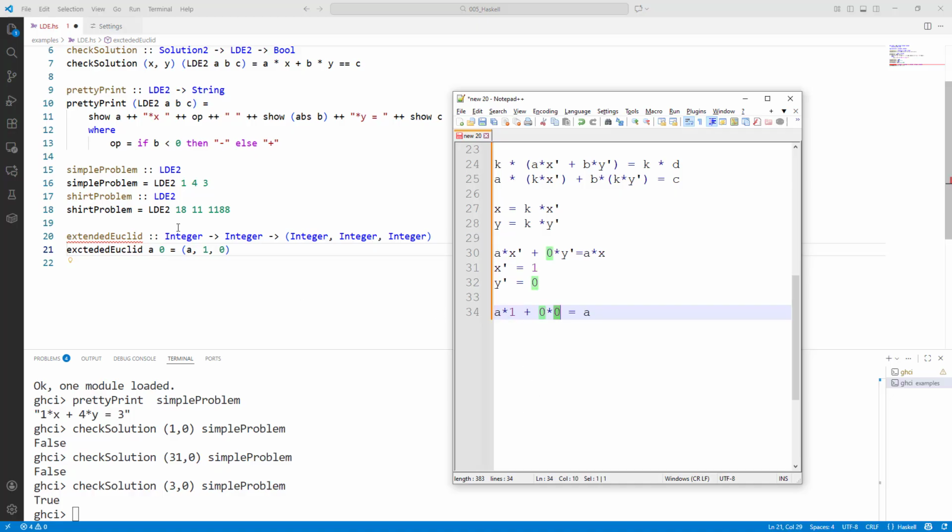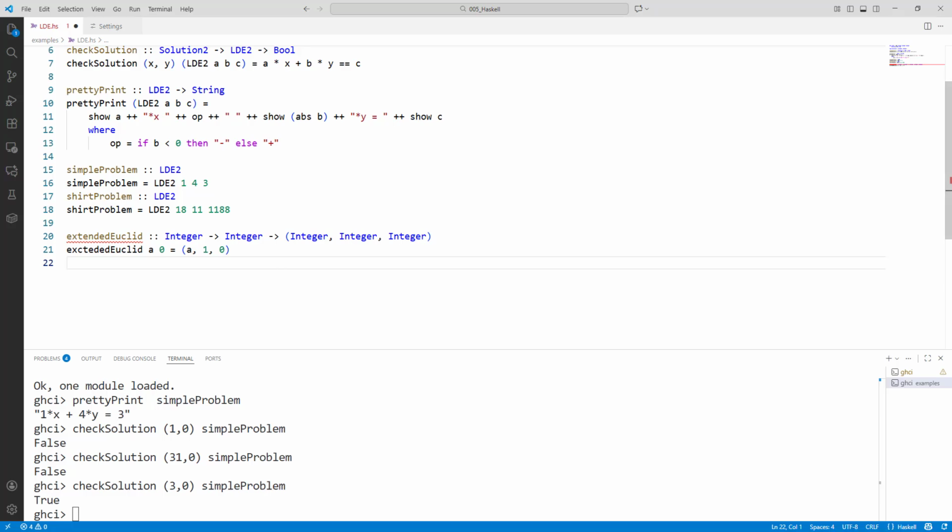I really hope you understand it. Let me repeat it once more. A and 0 here, returning A, 1 and 0. So as I said, this is the base case of the recursion.